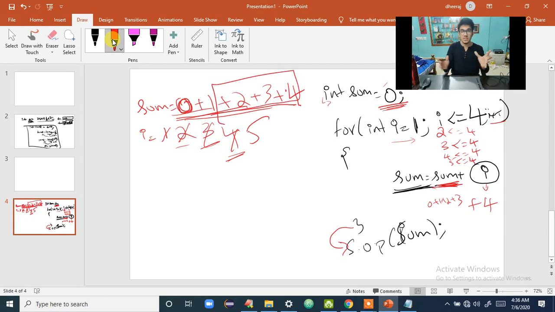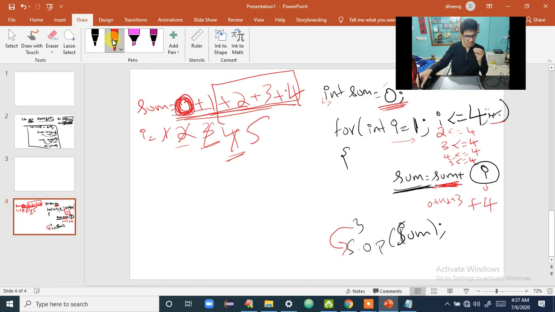So the sum of the first 4 numbers wouldn't have been 10. It would have been 12 if the starting value was 2. So it should be 0 only, because in addition, anything plus 0 is the same thing only, right? So I have to initialize this to 0 so that the first value which I am getting, I am not changing anything here. I want you to understand what's the importance of 0 here.